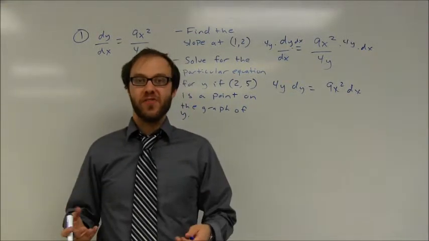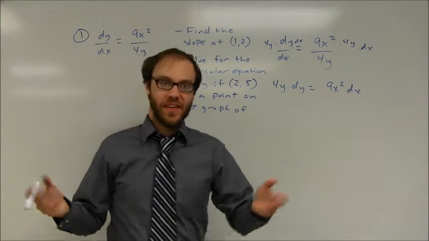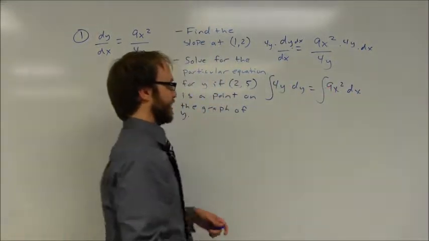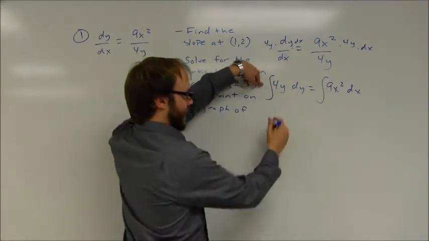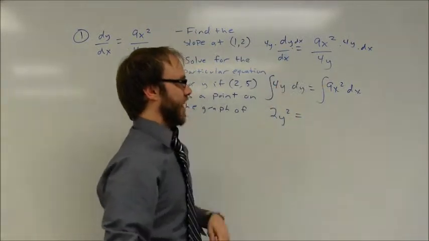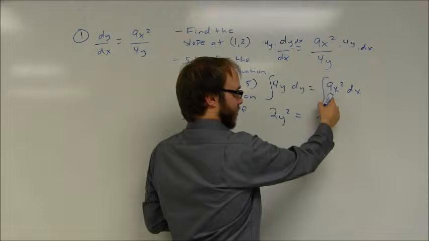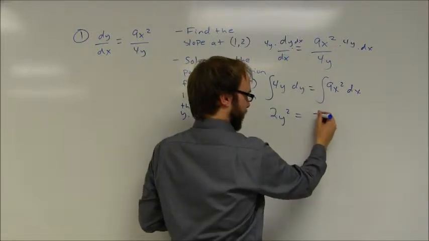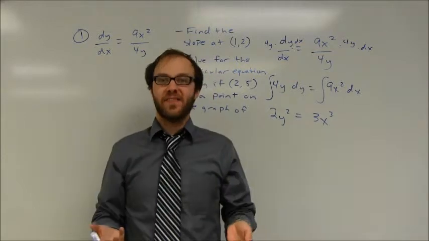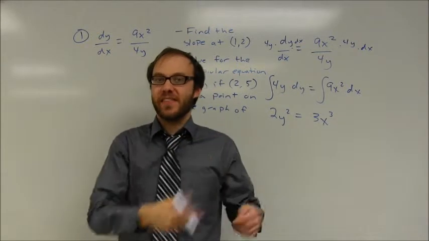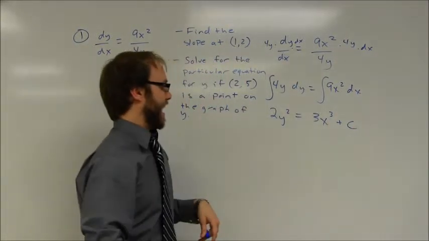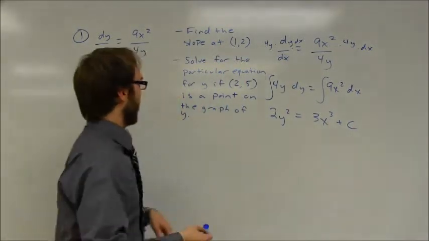Now I've got equal values. I take the integral of two equal things, I should get two equal values. So I can take the integral of both sides. The integral of 4y is going to be 2y squared. On the other side, this is going to be 9 over 3, x cubed, so 3x cubed. I have a constant value. Essentially, I can combine those constants together on one side of the equation, and I'm going to do that as a plus c.